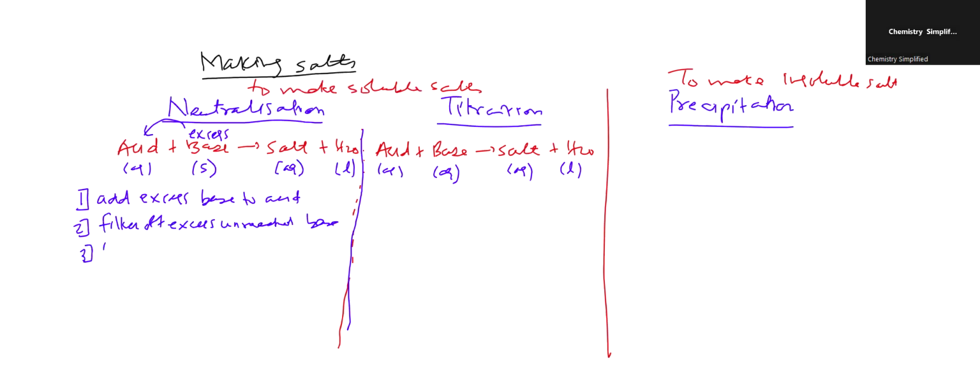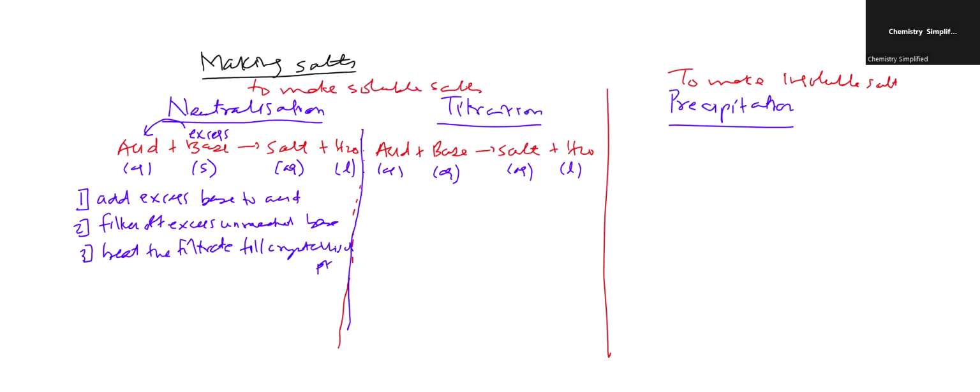Heat the filtrate, because when I filter, the base will be in the residue and the salt solution will be in the filtrate. How long to heat? Heat the filtrate till the crystallization point, also called the saturation point. How do I come to know when the crystallization point has occurred? The glass rod test. You dip the glass rod in the hot solution and take it out. If crystals have formed on it, the solution is already saturated.